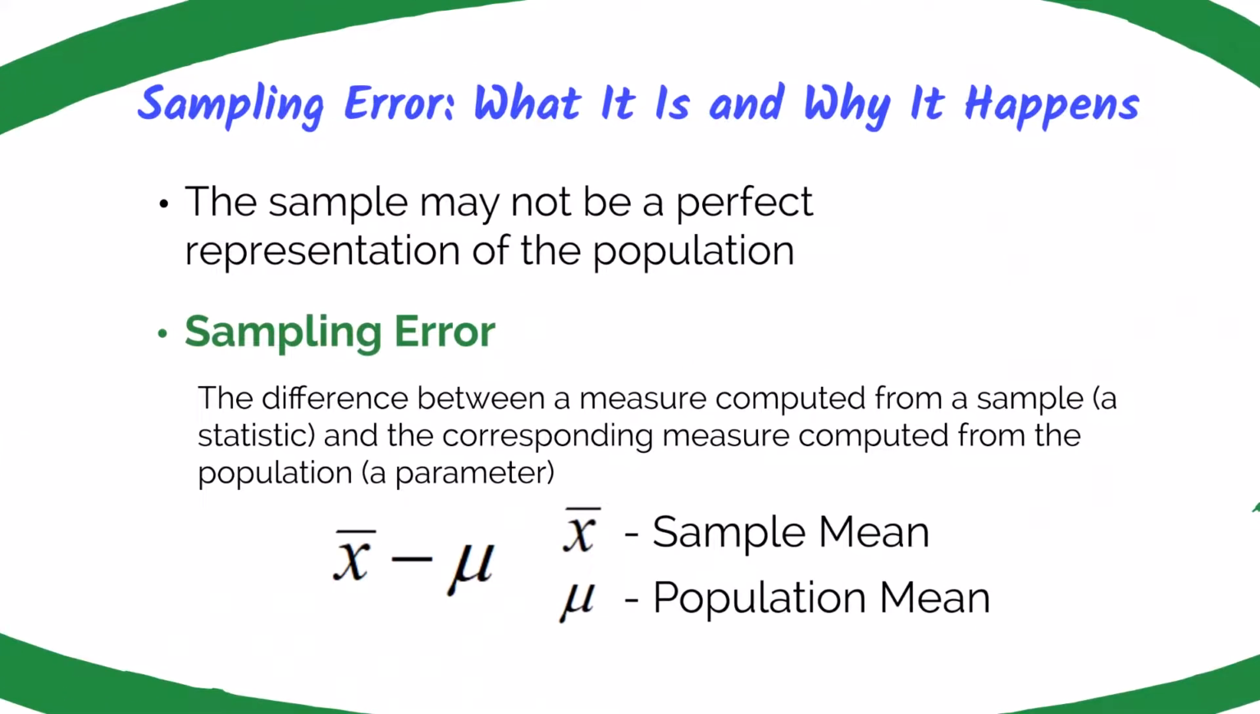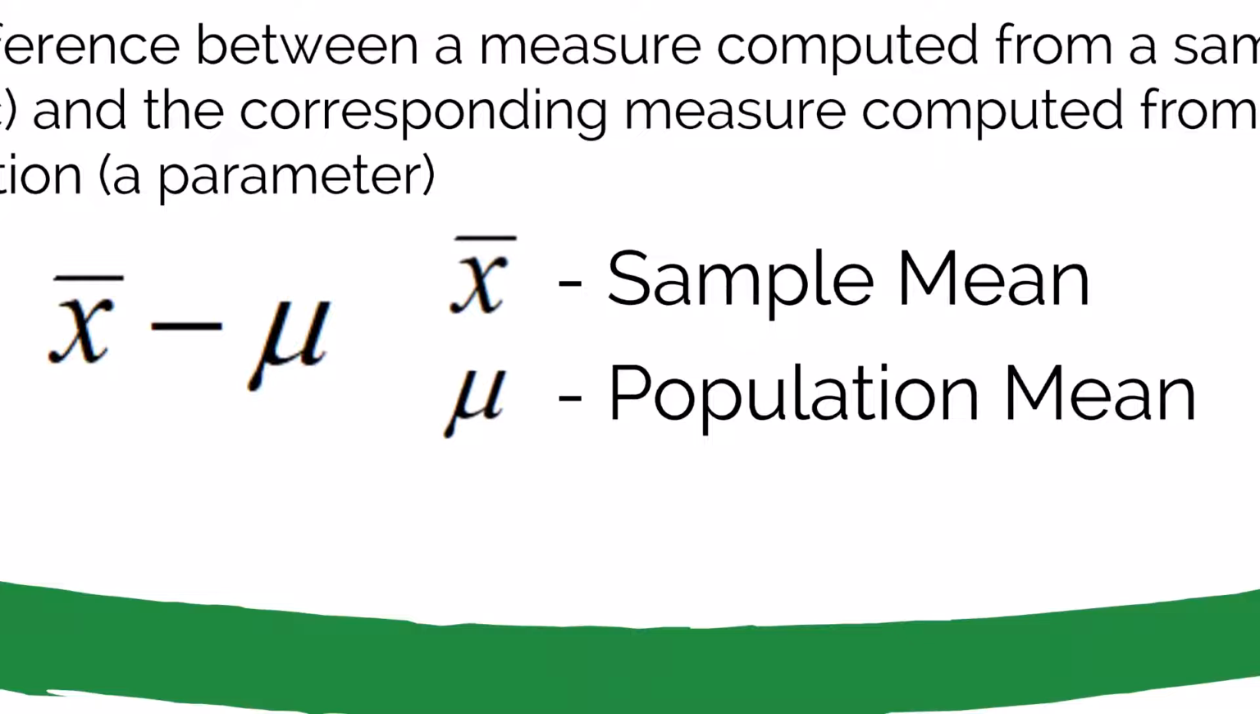Now recall in chapter 1, we learned the difference between a population and a sample and how they relate to each other. A population is an entire group that we're interested in studying or understanding, and a sample is a subset or a smaller group that's selected from the population. The sampling error is the difference between a measure computed from a sample, known as a statistic, and the corresponding measure computed from the population, which is known as a parameter. Here we have our formula for our sampling error, where we take the sample mean minus the population mean.